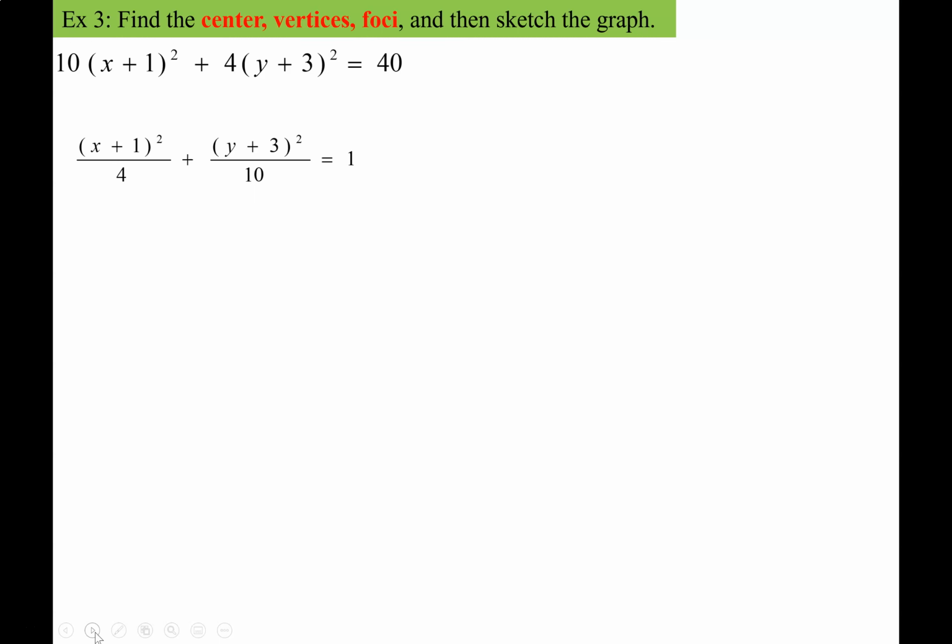Now we have it set equal to 1. What happened again? We divided by 40 to each part. So what I didn't show you in the previous example was what happened. 10 goes into itself one time. Remember, you have a 1 in front of here. 10 goes into 40 4 times. 4 goes into itself one time. That's what you have in front of the parenthesis. And 4 goes into 40 10 times. And that's what we did also in the previous example.